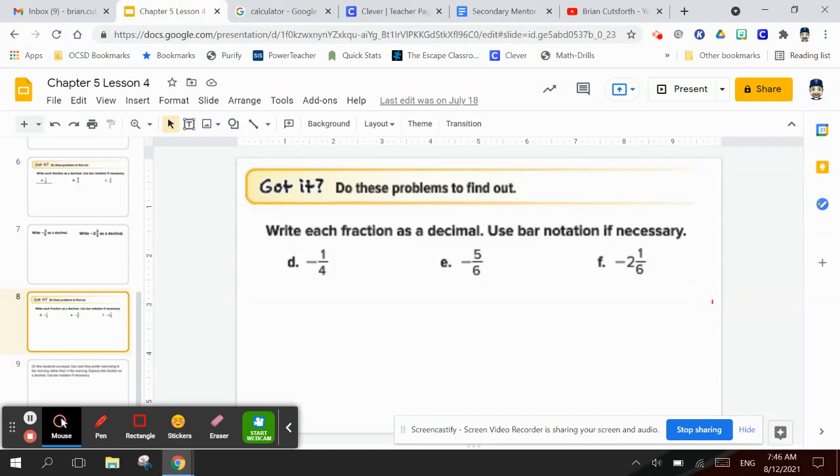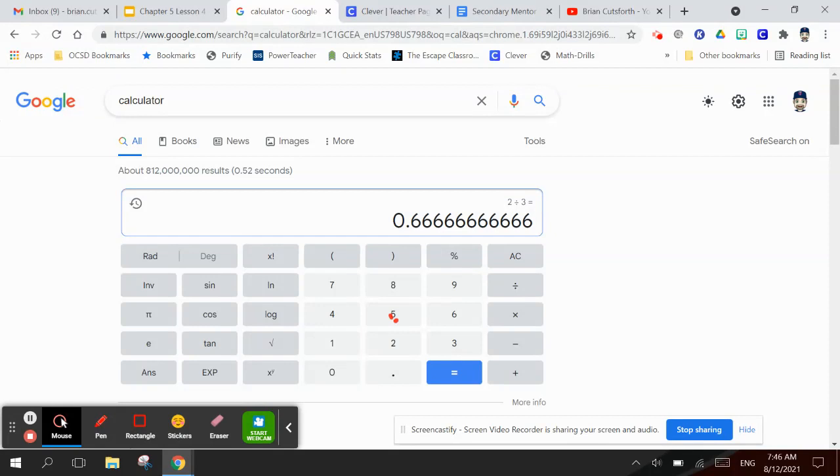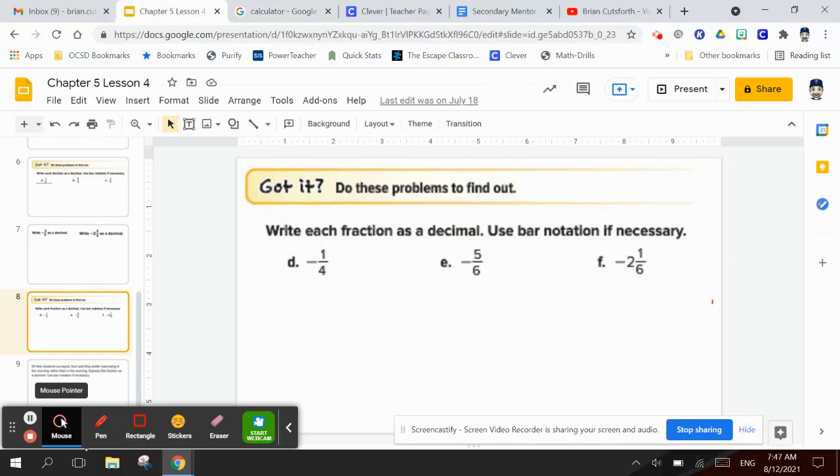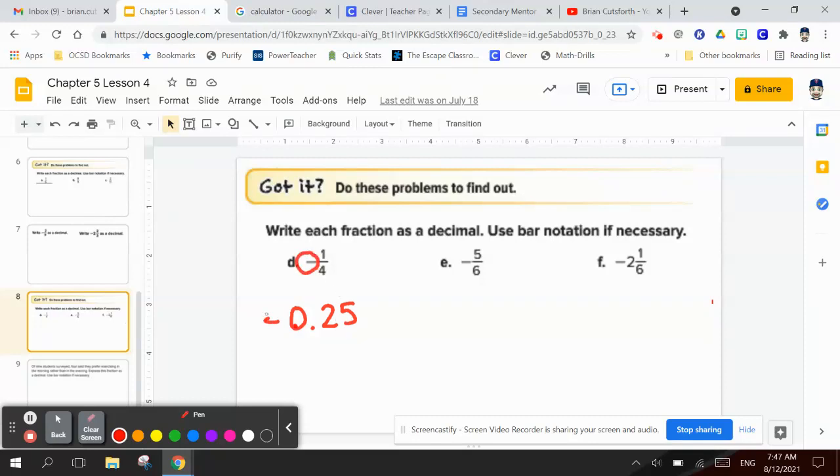So let's take a look at these practice problems. Let's go -1/4. So I'm going to take 1 divided by 4. So I go to my calculator. 1 divided by 4 equals 0.25. Well, that's a terminating decimal because nothing repeats. It ends. Okay? So my answer to that would be 0.25, and I have to add that negative sign in front.